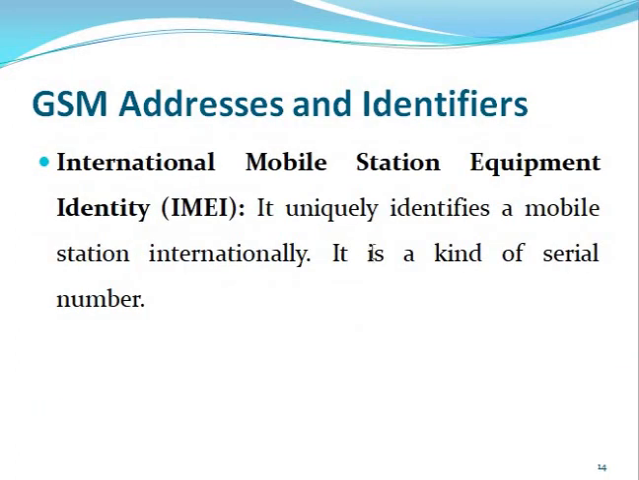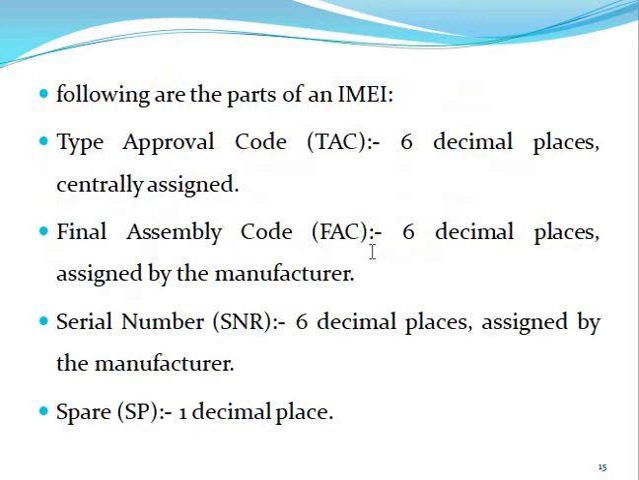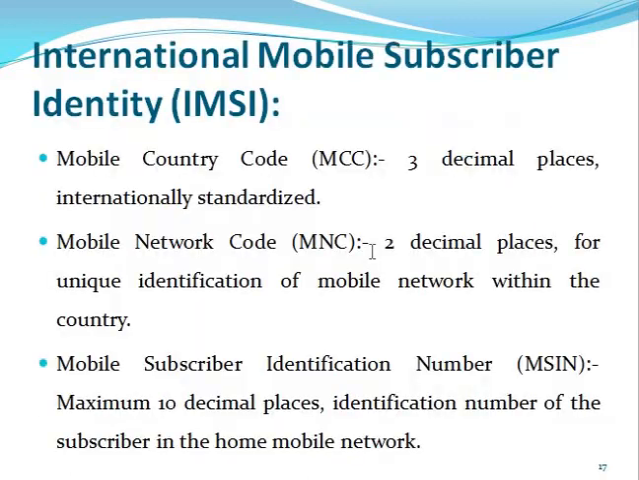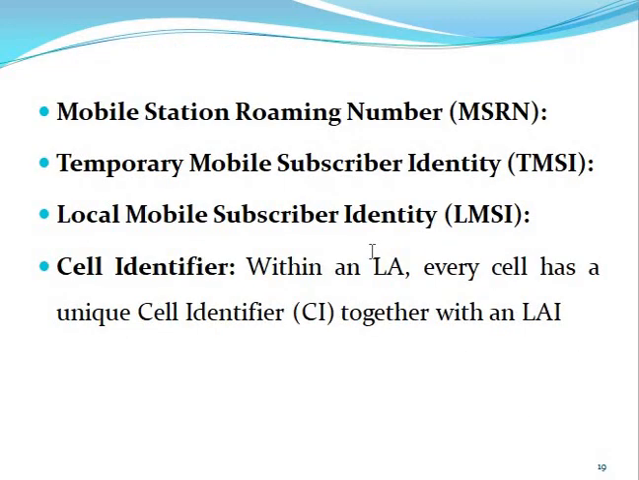So we can show the international mobile station equipment identity, how you can identify it, what the code is, and then what the location area is. So this is the cell identifier. What is the cell identifier? In the location area, every cell has a unique cell identifier, together with the location area identifier. So this is important for the GSM structure.